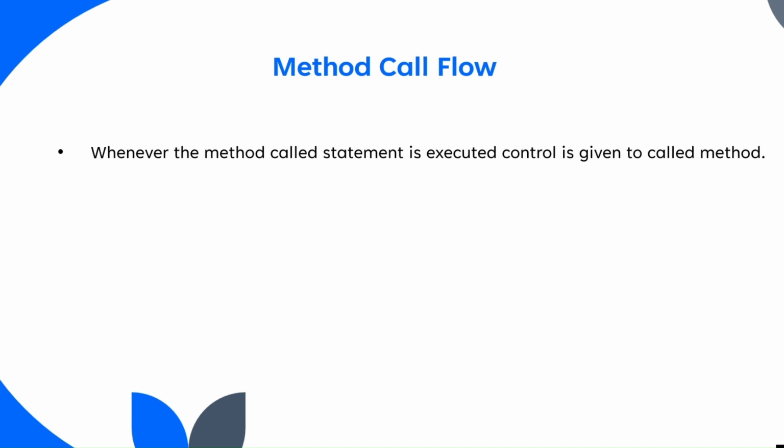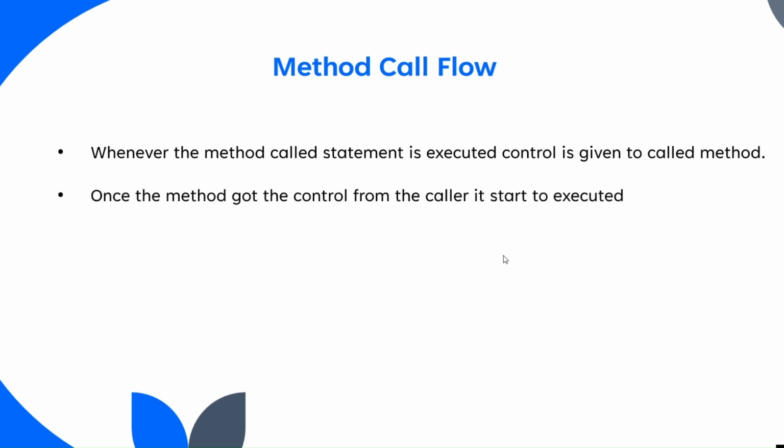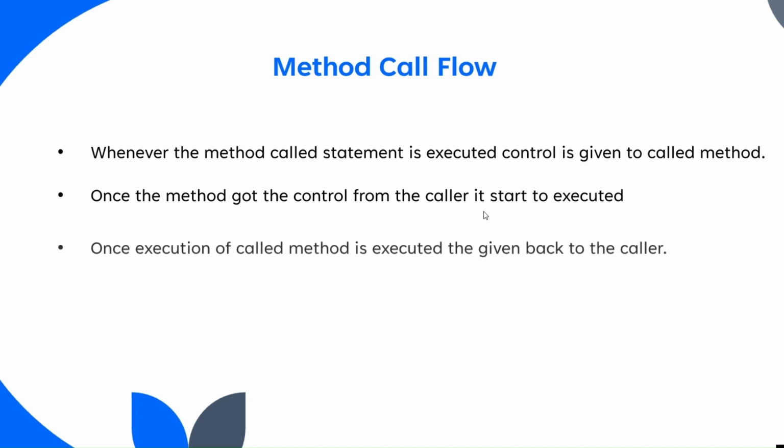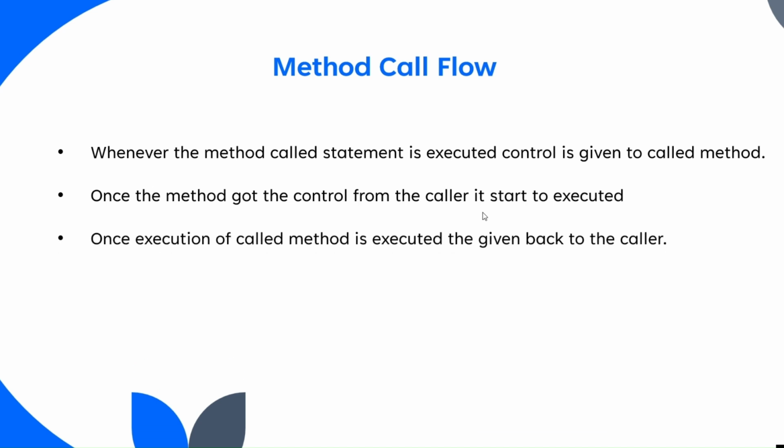The first rule is, whenever the method call statement is executed, control is given to the called method. The next one is, once the method gets the control from the caller, it starts to execute. And the next one is, once execution of the called method is finished, control is given back to the caller. Then the caller resumes execution with the control.